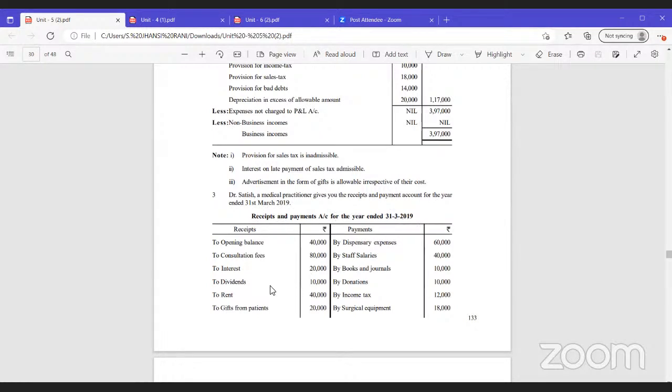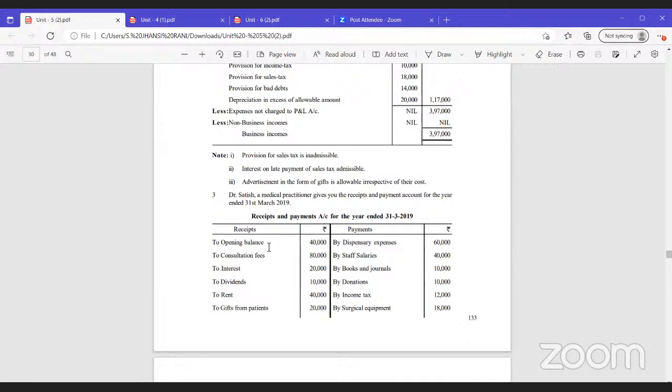So they will give the receipts and payments account. Whatever they give in the question, our work is to find out what are our incomes, that is doctor's incomes, and what are doctor's expenses. If you are clear about this differentiation, it's easy. If you look at here, the opening balance is given. Neither does it come under incomes, nor does it come under payments.